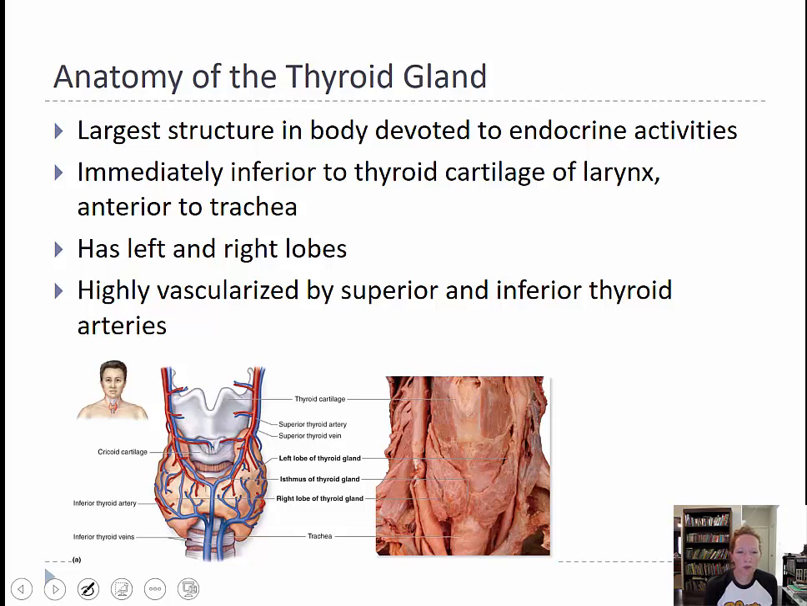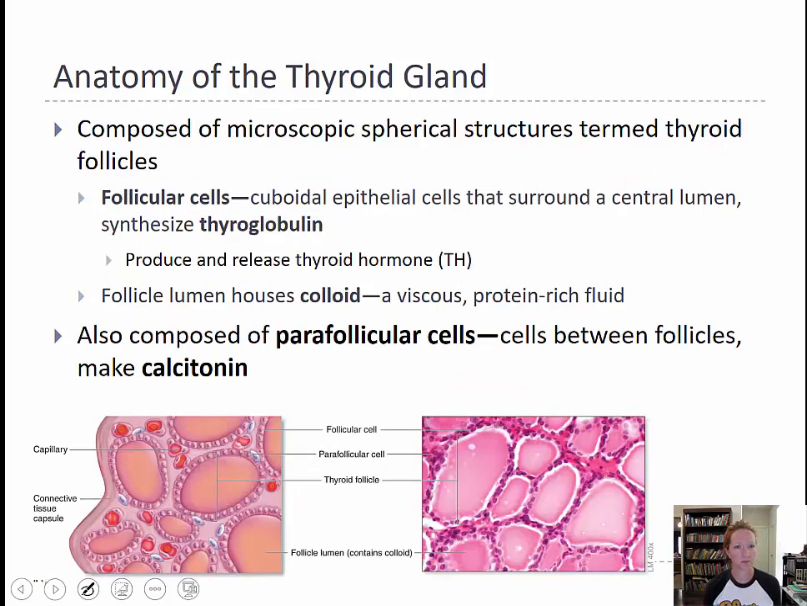There's two lobes, and they're connected right there in the middle, highly vascularized, which pretty much all of the endocrine glands are going to be. If you think about it, why are they highly vascularized? Well, hormones are going to use the bloodstream to move around to get to where they need to go. So there needs to be a nice network of capillaries surrounding all of your endocrine glands so hormones can get there and use the bloodstream to move around.